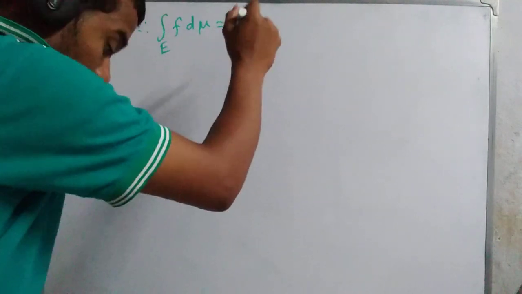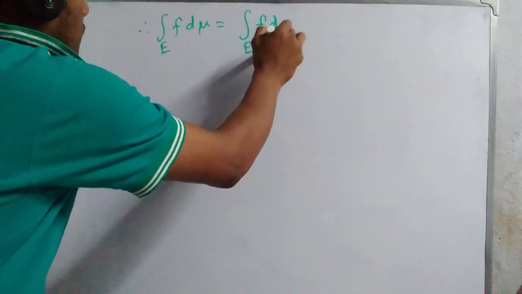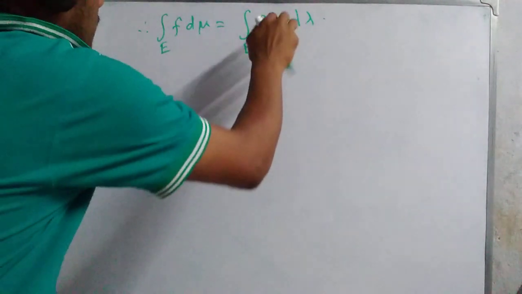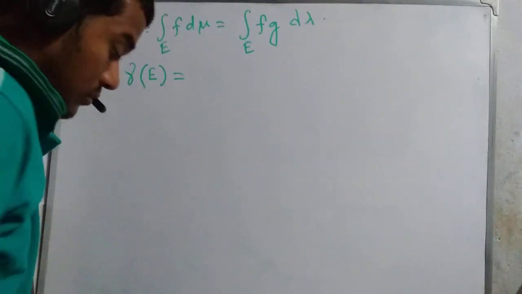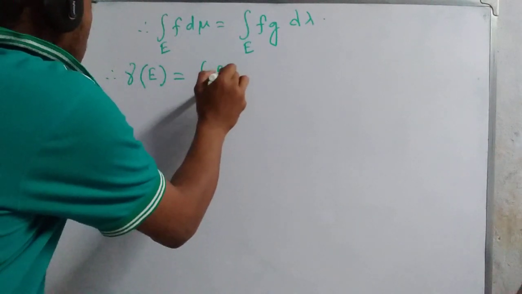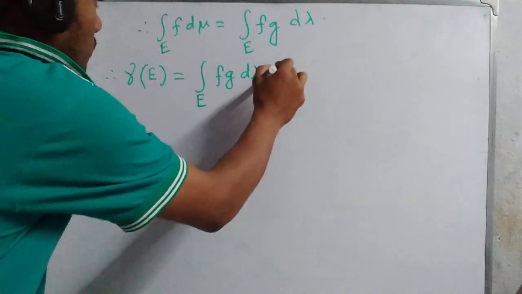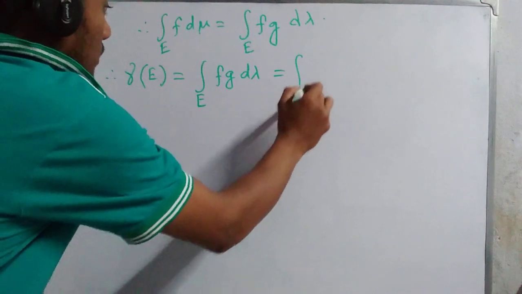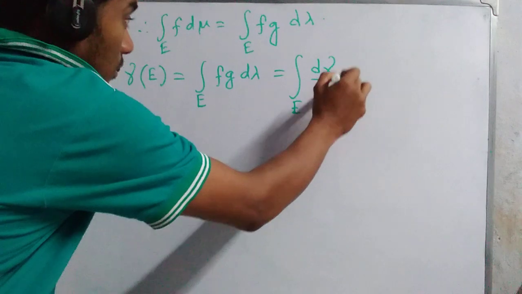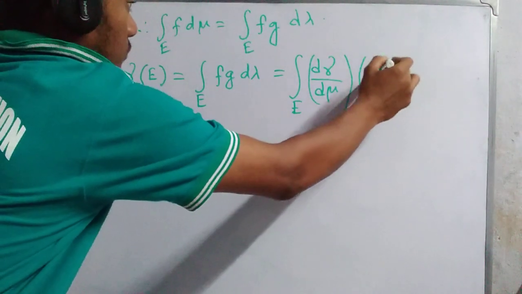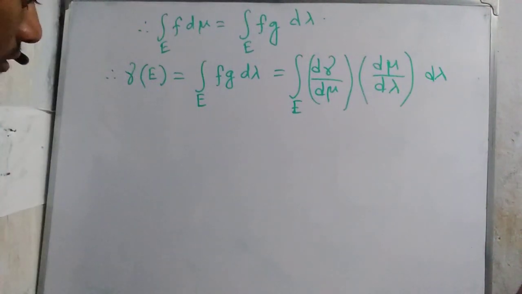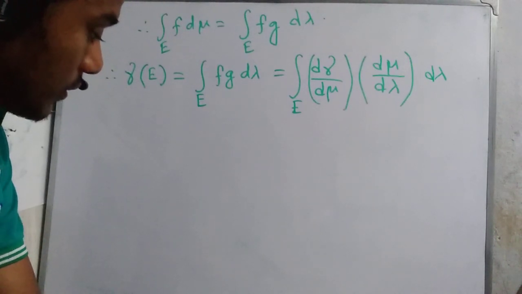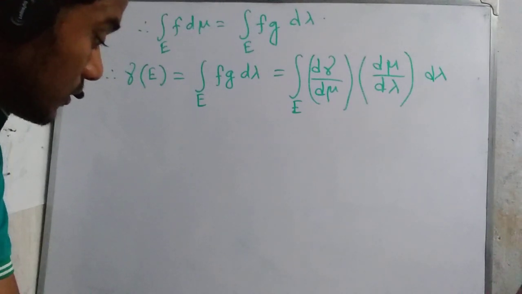What we get is the integration over E of f d mu equal to the integration over E of f g d lambda. Then gamma of E equals the integration over E of f g d lambda, and this equals the integration over E of d gamma by d mu. And here g equals d mu by d lambda, so f equals d gamma by d mu, and g equals d mu by d lambda.